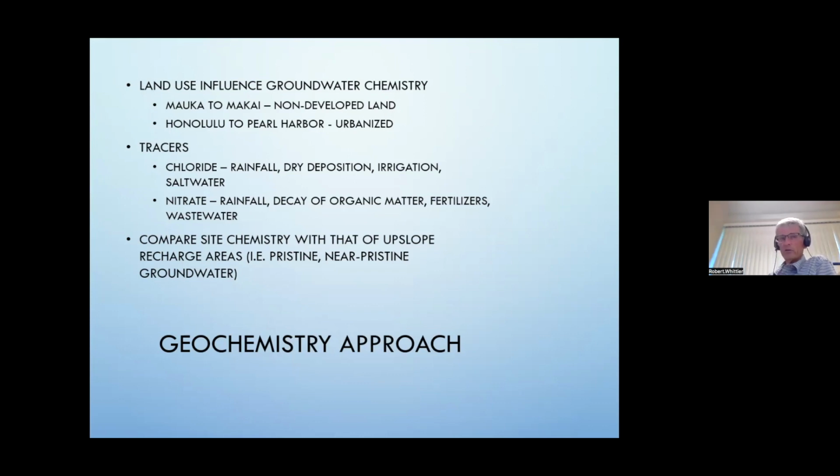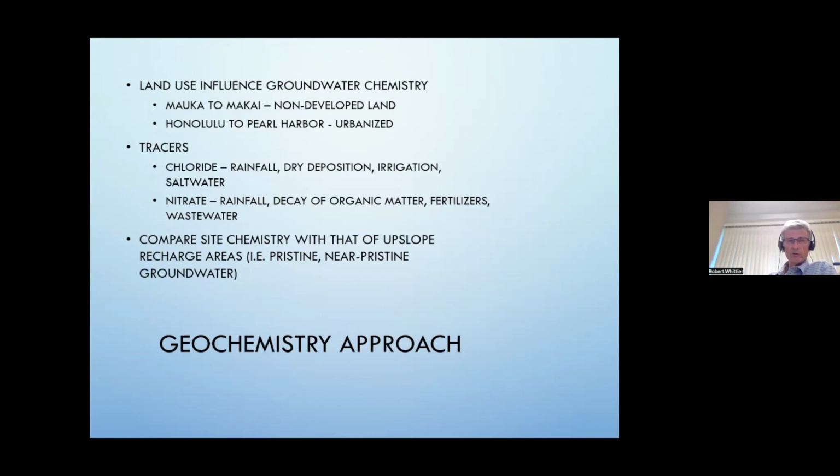For our two conceptual models of groundwater flow, the Maui flow would be under non-developed land, so the chemistry should be very similar to that of the upslope recharge areas. If we look at Honolulu to Pearl Harbor, it's an urbanized area, so then we should be seeing anthropogenic impact.